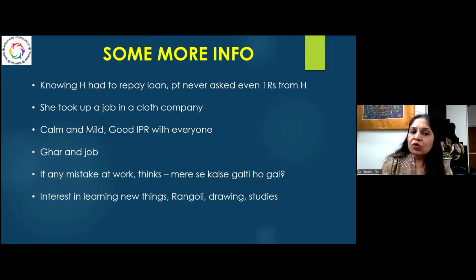Then some more information that I have about this patient was that the patient knew that her husband had loans to pay, and he had borrowed money from outside people.